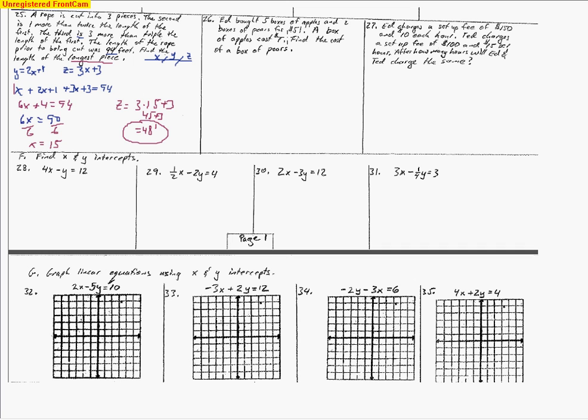Taking a look at our next problem, Ed bought 5 boxes of apples. So I'll do 5A, where A represents the cost of the apples, plus 2 boxes of pears, 2P, and the total is $51. A box of apples costs $7, so let's put a 7 in place of A. I substituted, plus 2P equals 51. That makes 35 plus 2P equals 51. Subtract that 35 from all sides, and I have to borrow a bit, and I end up with 16 equals 2P. So P is $8 for the pears when I divide by 2.